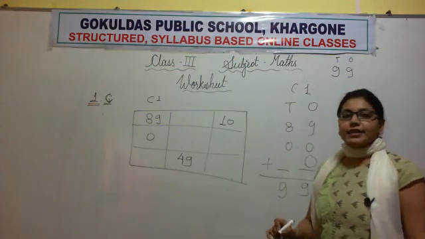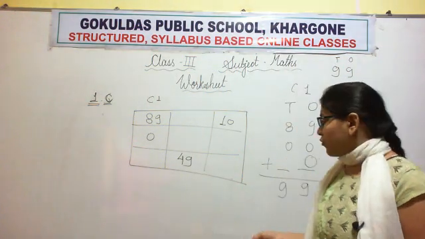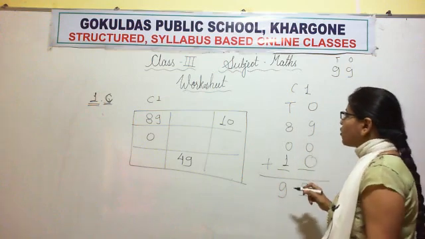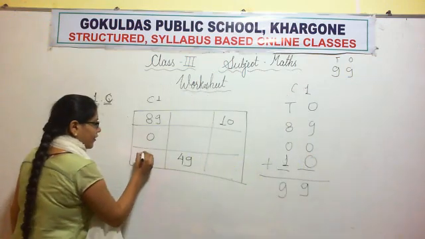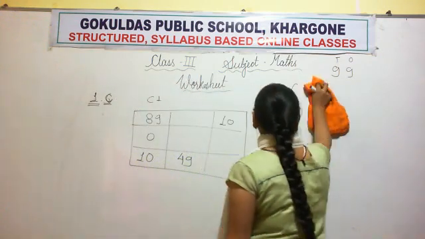8 plus 0 is 8. And what is the successor of 8? 9. So we will add 1 more. So 1 ten and 0 ones, which means number 10. So we will write number 10 here. Okay.